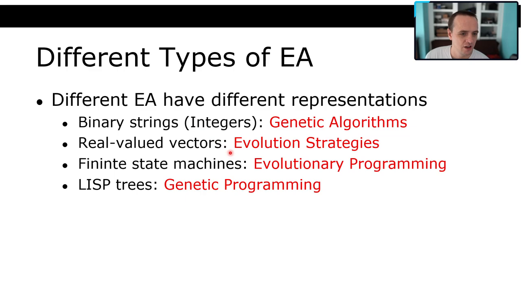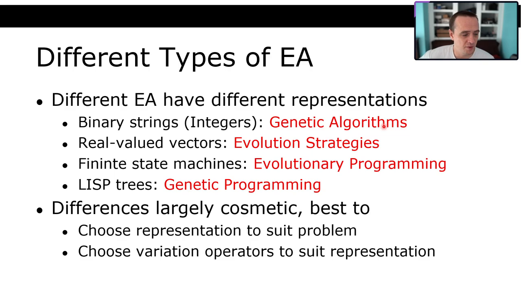If you use finite state machines, that's called evolutionary programming. And if you use Lisp trees, they don't have to be Lisp, but they call them Lisp trees, that's genetic programming. And we'll go into genetic programming a little bit later. The differences are largely cosmetic, right? So, for example, if you wanted to evolve a Sudoku board, you can do that with integers. So you can use genetic algorithms for that. If you wanted to evolve some source code, then you couldn't do it with just integers. You would do that with Lisp trees. Okay.